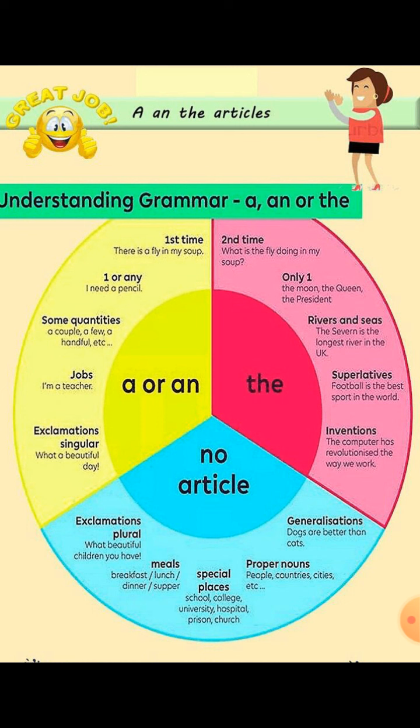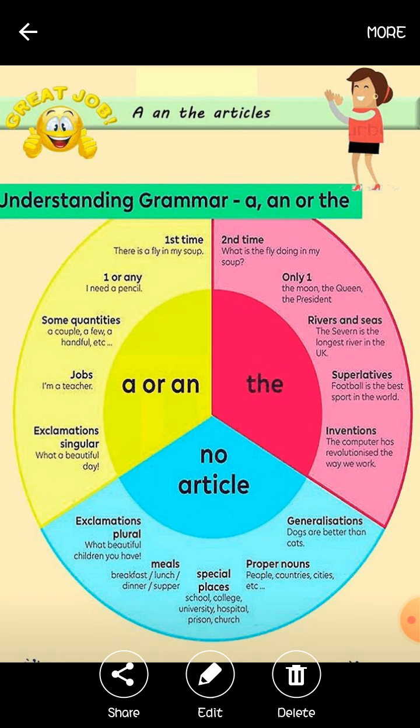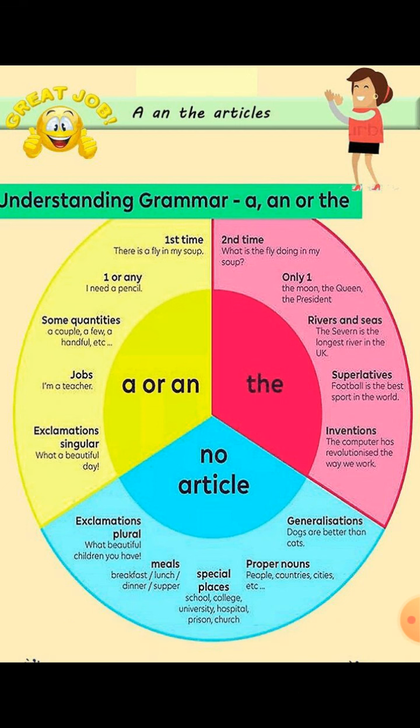And we also know very clearly that a is used with those words which start with consonant sounds, and an is used with those words which start with vowel sounds. We know it clearly. And a or an means only one.